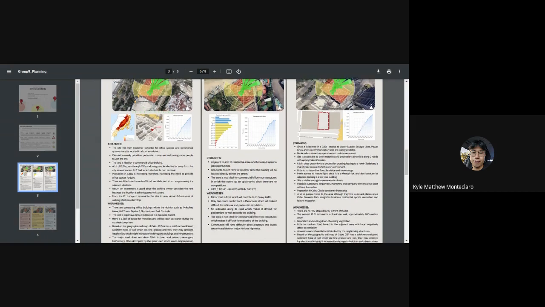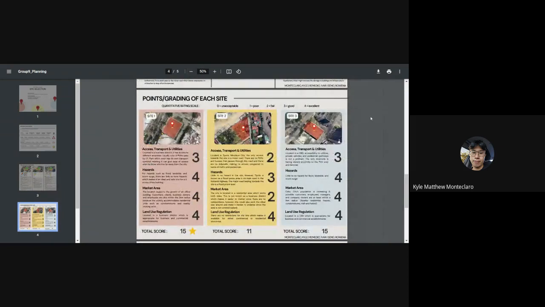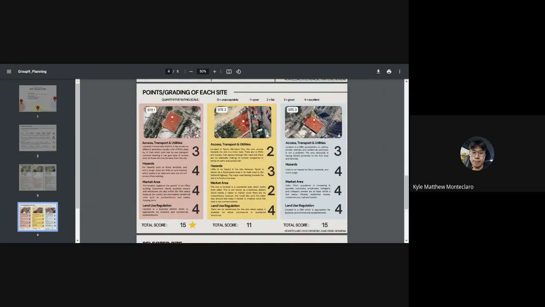Next slide. Next is our point grading of each site. The first is our site in IT Park, site one. We gave this site a 3 for access since the site has no direct jeepney stop near it, and it has limited space for equipment and utilities during the construction phase. For the hazards, we gave it a 4 since it has little to no flood hazard susceptibility.